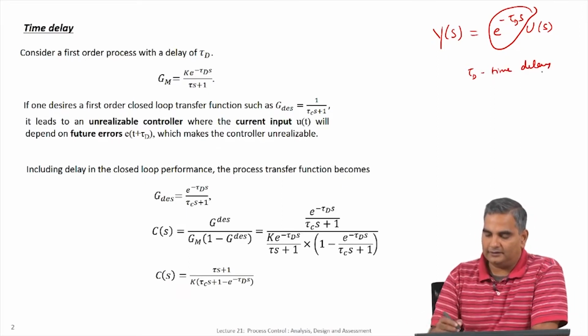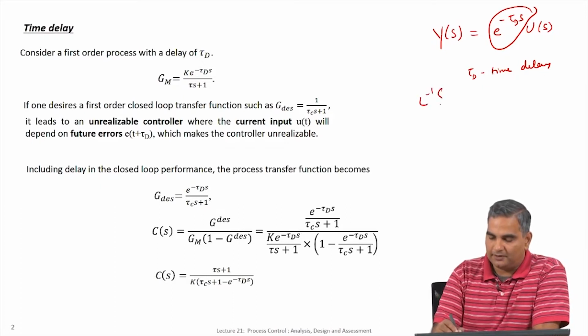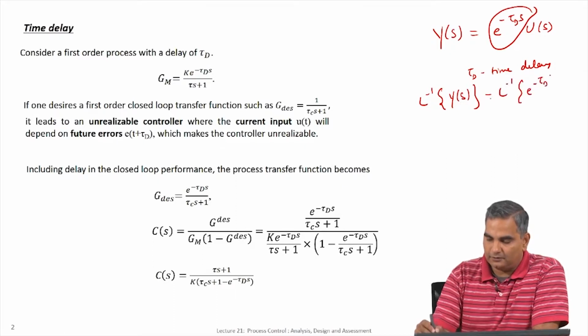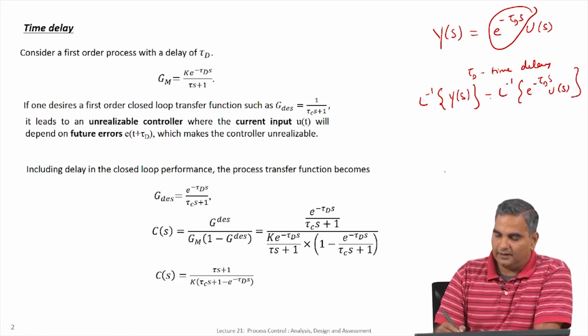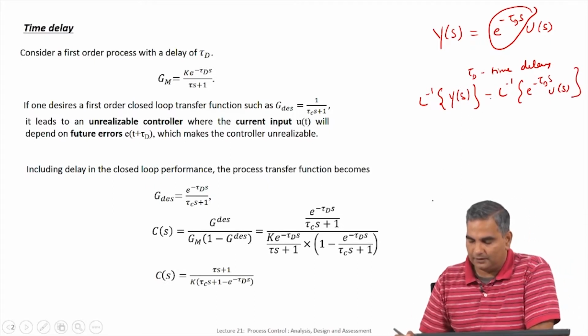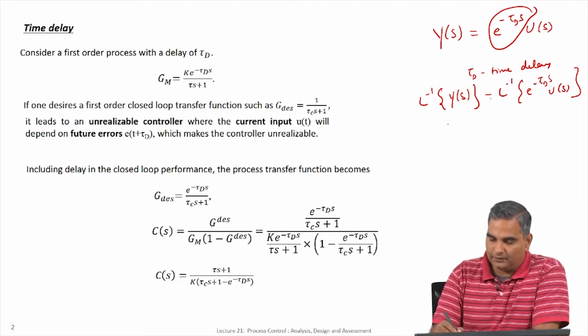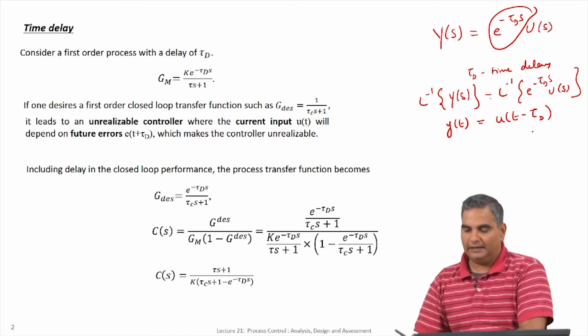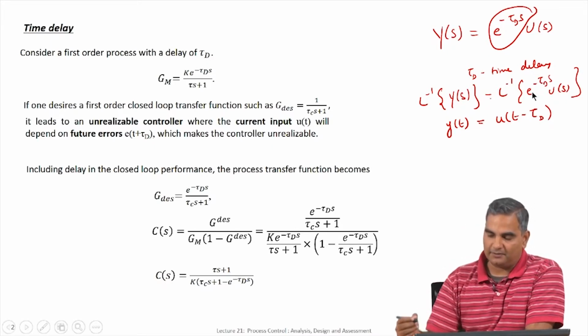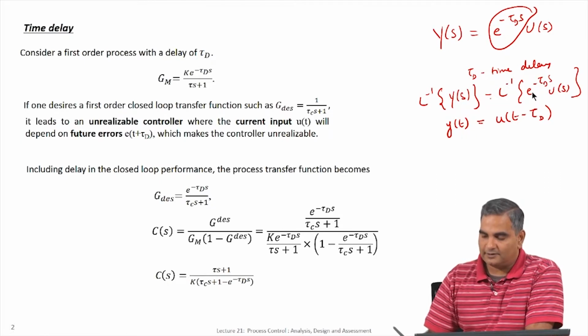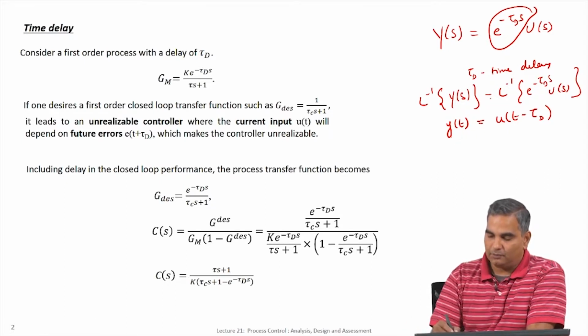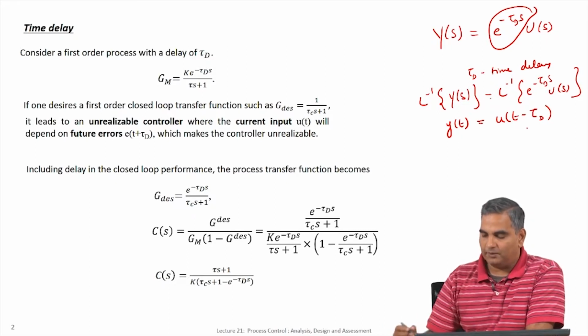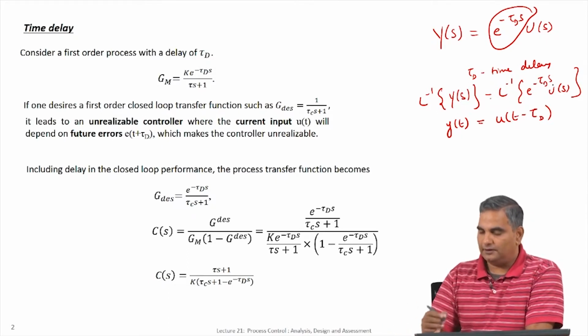If I have something like this and I want to do an inverse Laplace transform, the Laplace inverse of y of s is the Laplace inverse of e power minus tau d s times u of s. If you go to the Laplace table and see this, you will see that y of t will be u of t minus tau d. So, this is the Laplace inverse for this equation. Whenever I multiply something by e power minus tau d s, then what you are saying is this output is going to be time shifted back by this tau d amount. So, this is the basic expression.